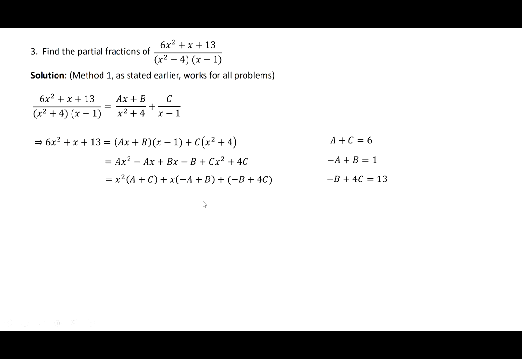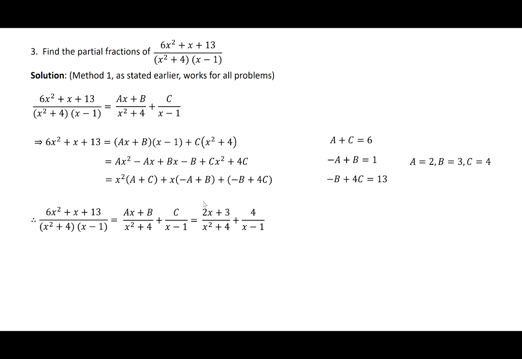3 equations, 3 unknowns. Solve. And you get a equals 2, b equals 3, c equals 4. And interpret that by plugging back into the original thing that we started with, and we are done. You get the hang of this? You just practice a little and you should be fine. As long as you are careful in your algebra and arithmetic, this should be fairly straightforward.